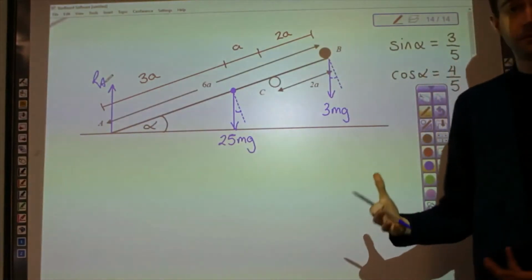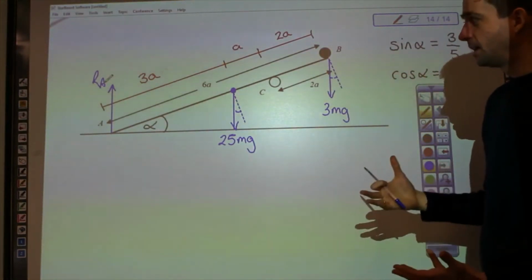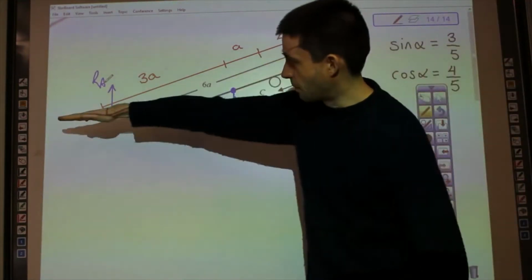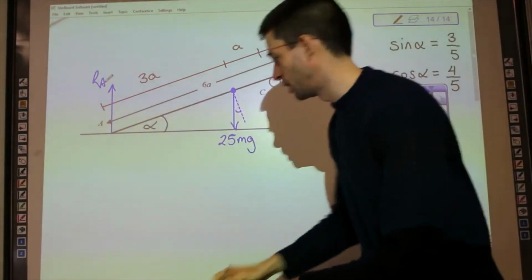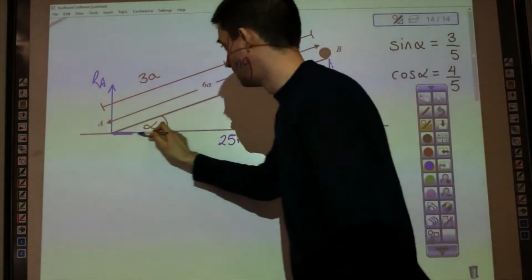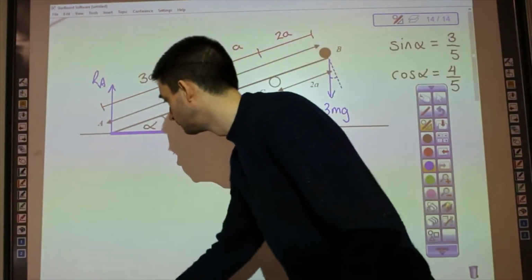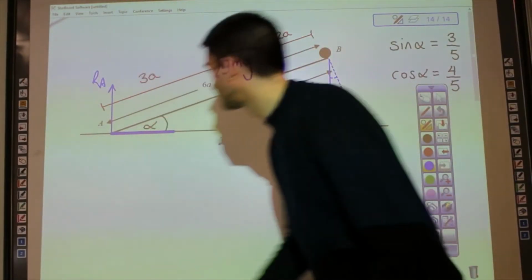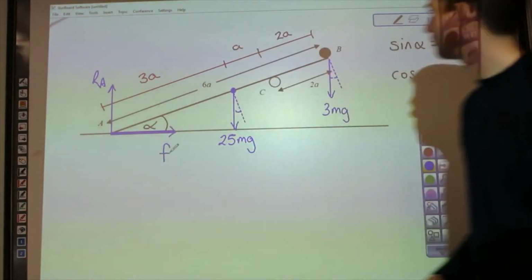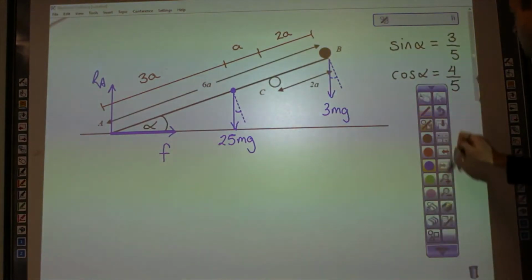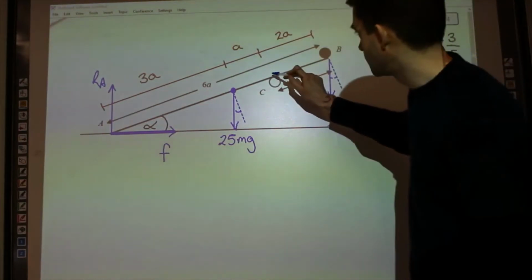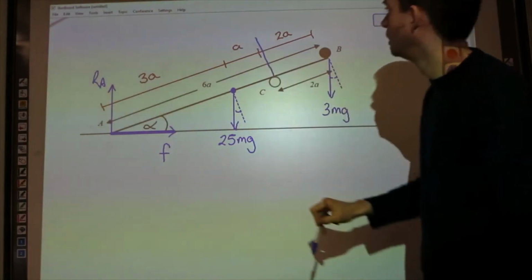And because it's rough, we're going to have a frictional force. And again, let's think about what way friction's going. Well, if the rod wants to slip that way and move that way, friction must be going the other way. So we're going to draw friction in as going in this direction here. Label that with lowercase f. We've also got a reaction force at the point C here.